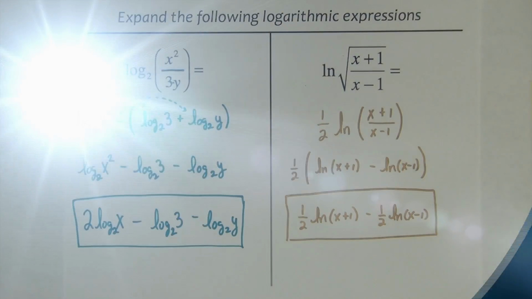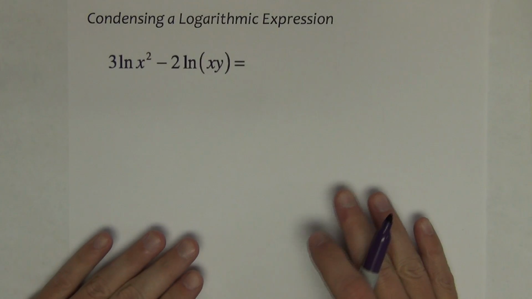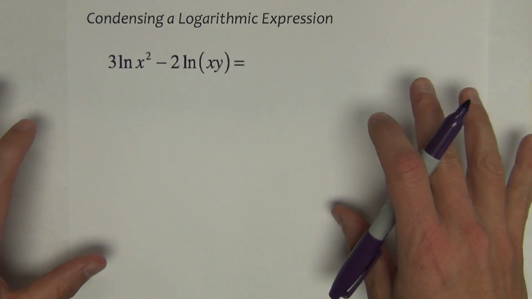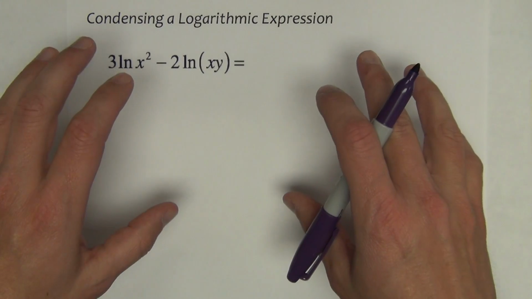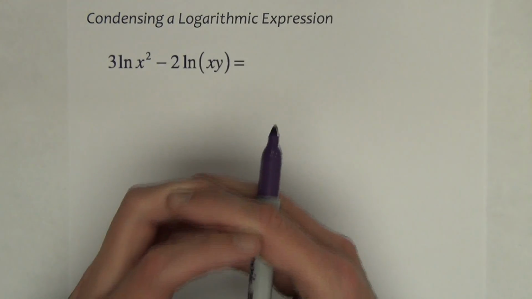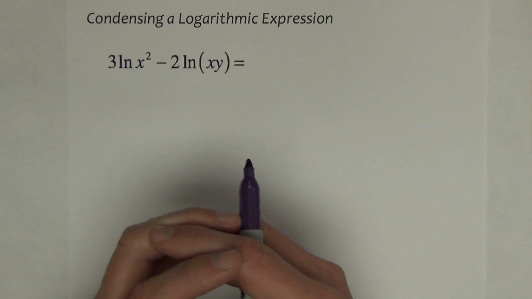Okay, this next problem. You see the directions have changed now. They don't say expand anymore, they say condensing a log expression. Hopefully it would make sense to you that if we can take a single logarithm and pull it apart into multiple logarithms, then we could take multiple logarithms and put them back together into a single logarithm. And that's what condensing means. It means put it back together as one logarithm.